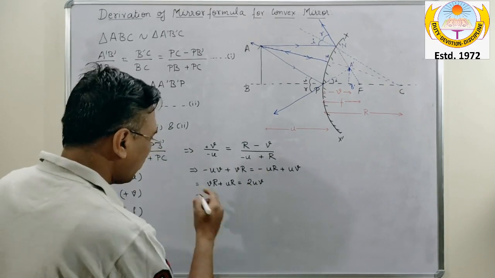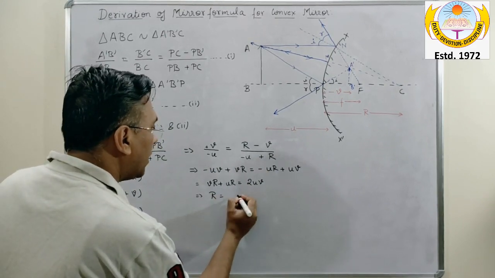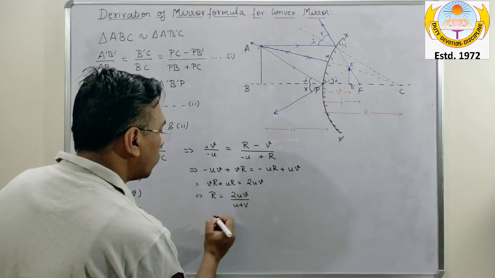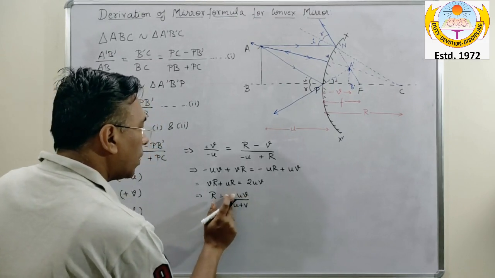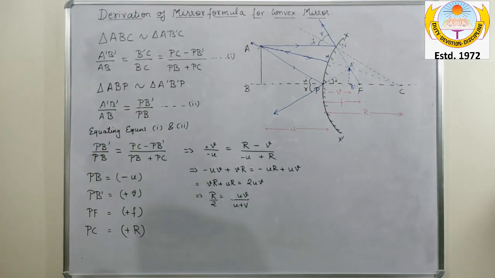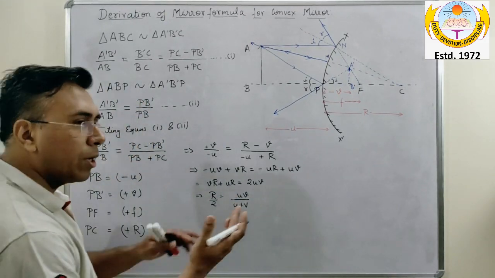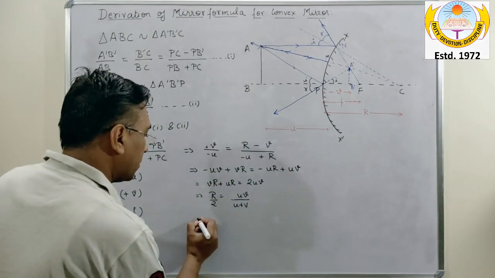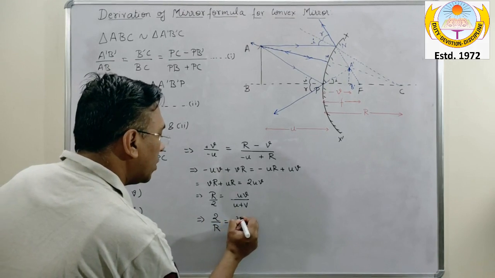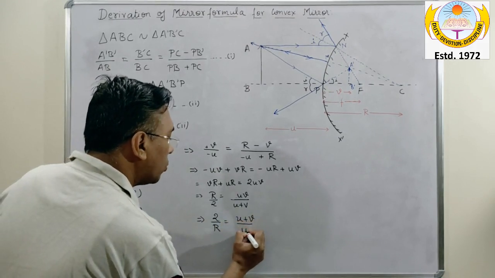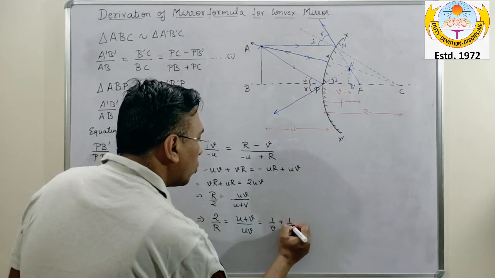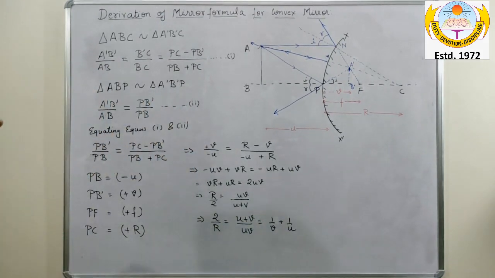Or I can write R equals 2UV upon U plus V, or R by 2 equals UV upon U plus V. Now when I take the reciprocal, this becomes 2 upon R equals U plus V upon UV, or 1 upon V plus 1 upon U.